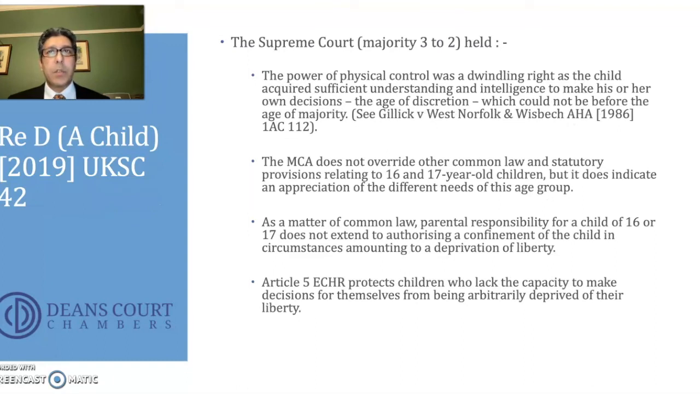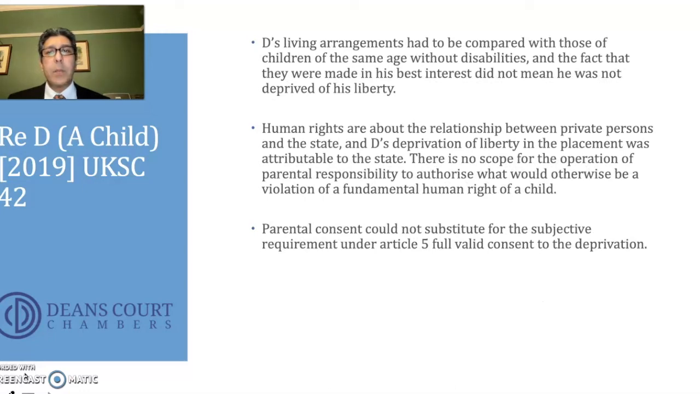Article 5 protects children who lack the capacity to make decisions for themselves from being arbitrarily deprived of their liberty. D's living arrangements had to be compared with those of children of the same age, without disabilities, and the fact that they were made in his best interest did not mean he was not deprived of his liberty. Human rights are about the relationship between private persons and the state, and D's deprivation of liberty in the placement was attributable to the state. There is no scope for the operation of parental responsibility to authorise what would otherwise be a violation of a fundamental human right of a child. Parental consent could not constitute, for the subjective requirement under Article 5, full valid consent to the deprivation.